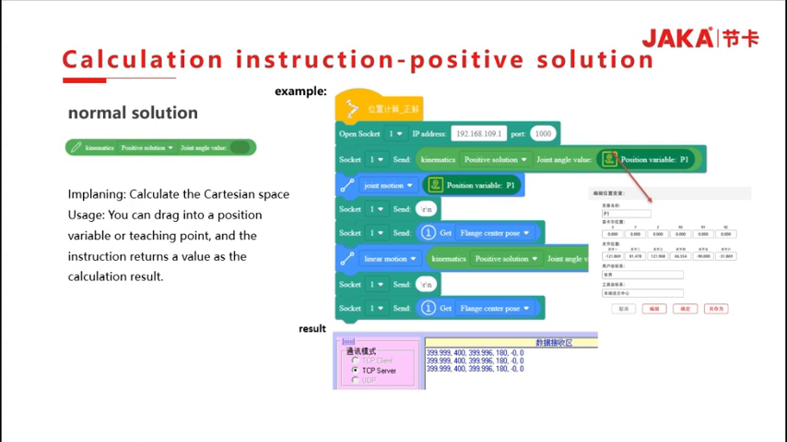Before the joint is moved to the position of P1, the socket sends the coordinates of the center position of the robot's end flange. The robot moves to the result of the positive solution in a linear motion. After the movement is in place, the socket sends the coordinates of the center position of the end flange of the robot. The following figures show the 3 results received by the socket.